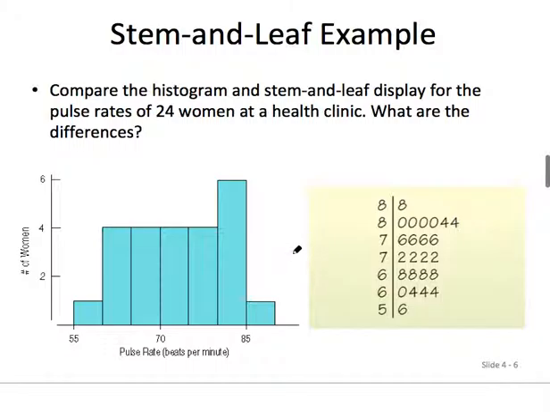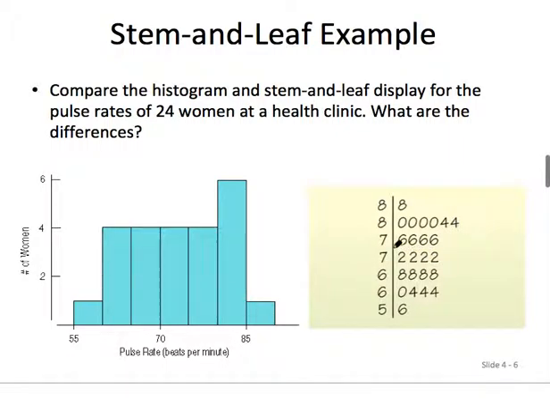First of all, the question is to compare the histogram and the stem and leaf plot for the pulse rates of 24 women. What are the differences between them? The differences that you should notice is that on the histogram, we can see overall what this is going to look like. We can see that generally speaking, there are 4 women between about 60 and probably 80 that all have that pulse rate. We look at this as a whole.